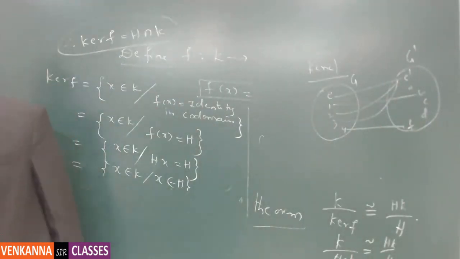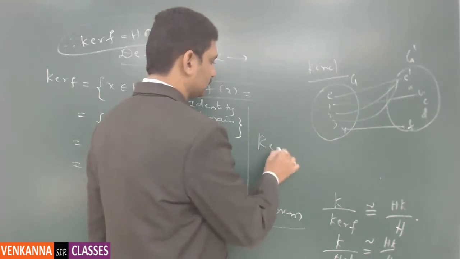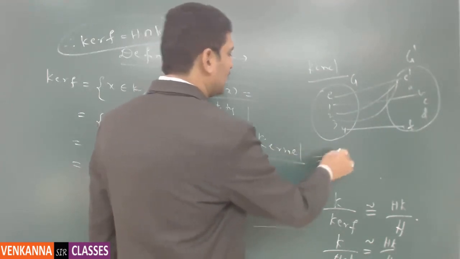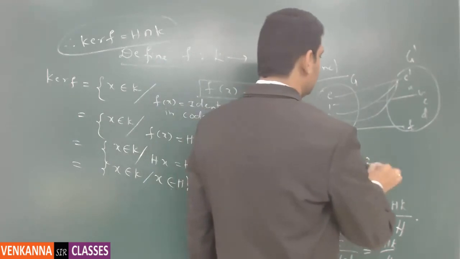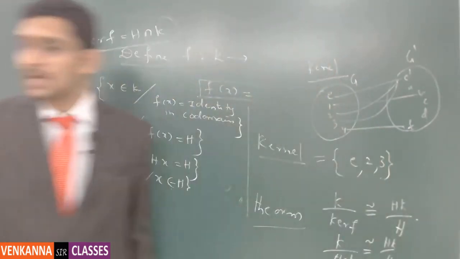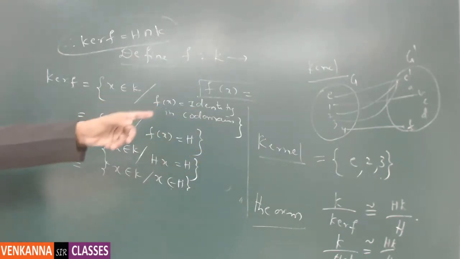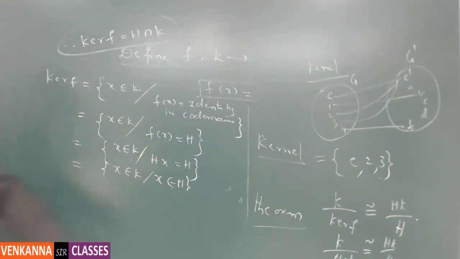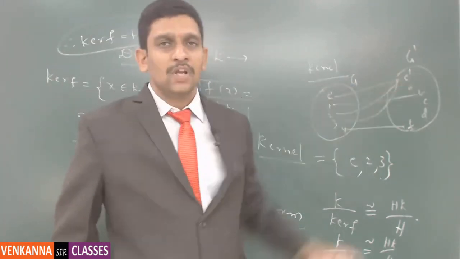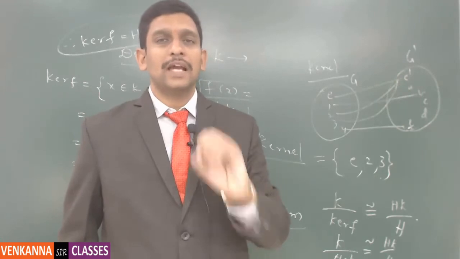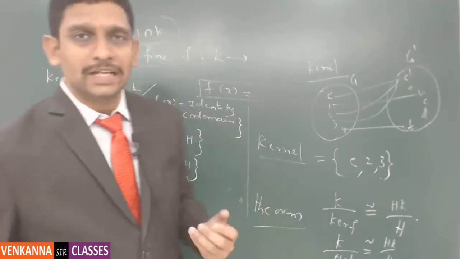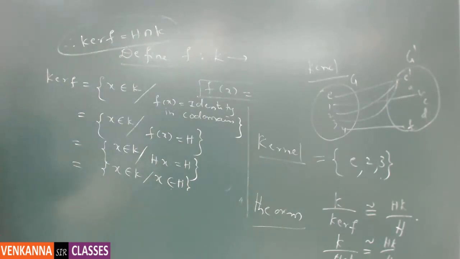So if I want to know what is kernel there, kernel is nothing but the set E, 2, 3. Because E, 2, 3 are elements in the domain for which the image is identity. So in the domain, you are selecting the elements for which the image is identity. That is the concept of kernel. So here also, if you talk about the kernel, you are going to check the elements in K for which the image is identity in the codomain.